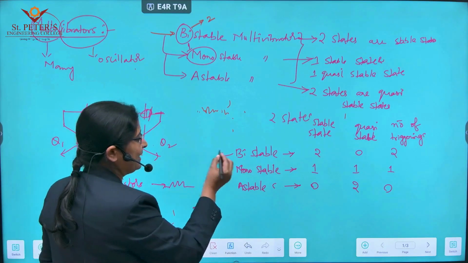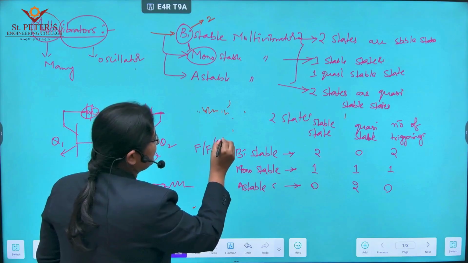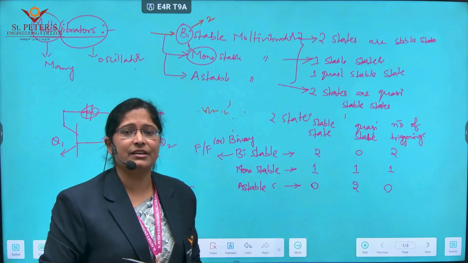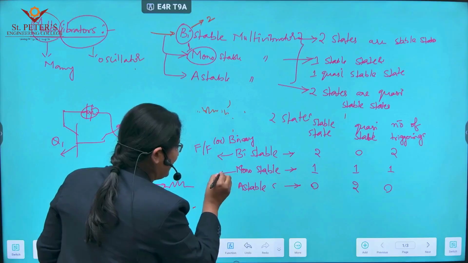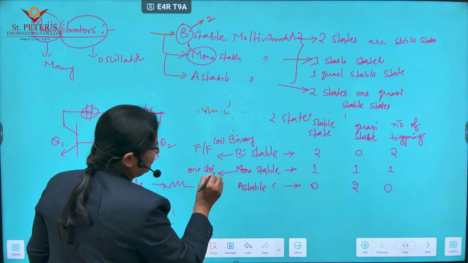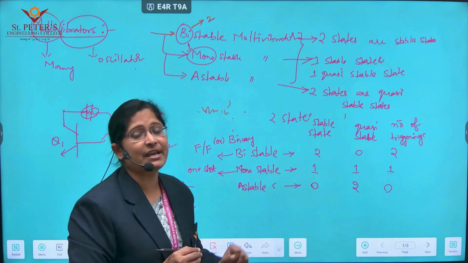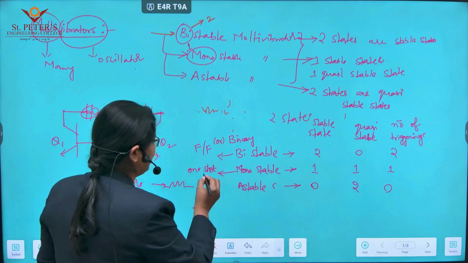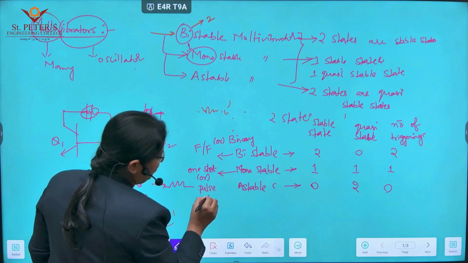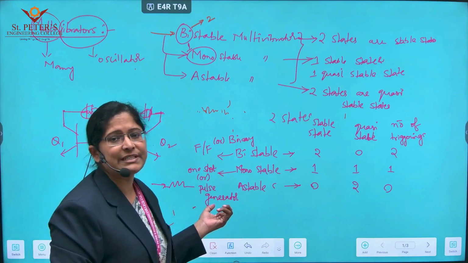We can also write the different names. The bistable multivibrator is also called a flip-flop, also called binary, also called the Eccles-Jordan method. The monostable multivibrator is also called one-shot. Why is it called one-shot? Because it generates one pulse. It has one stable state and generates one pulse. It is also called a pulse generator, because it generates only a single pulse.